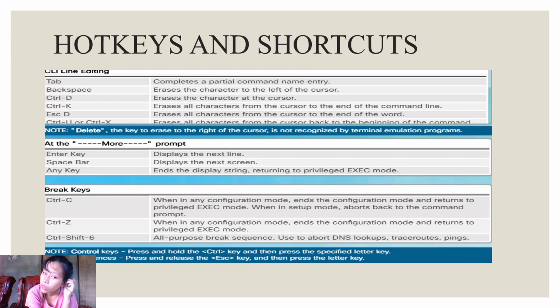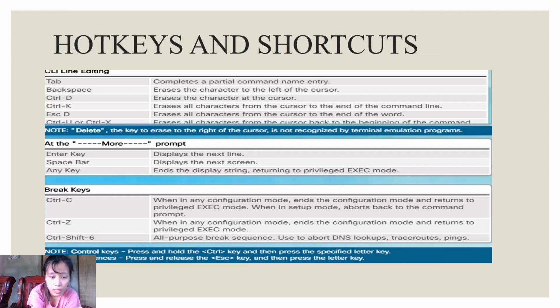The Enter key, which I know you're familiar with, displays the next line if you press it. Then the space bar displays the next screen. Any key ends the display string, returning to privileged exec mode. And the break keys are Control-C, Control-Z, and Control-Shift-6. The Control-Shift-6 is the all-purpose break sequence, used to abort DNS lookups, traceroutes, and pings.